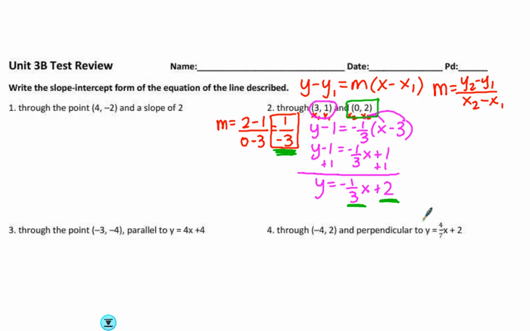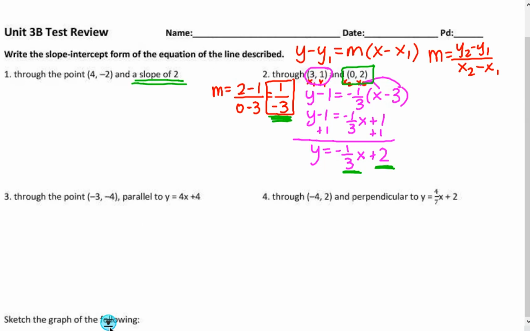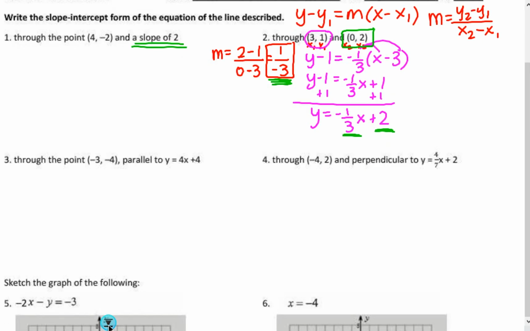Alright, now you're going to do number 1 the exact same way you did this problem, except it already gave us our slope. Alright, we're going to check out number 4 this time. Number 3, you're going to work the same way. Remember what we know about parallel lines is they have the same slope. So you're going to use the same slope and then do the point slope formula.